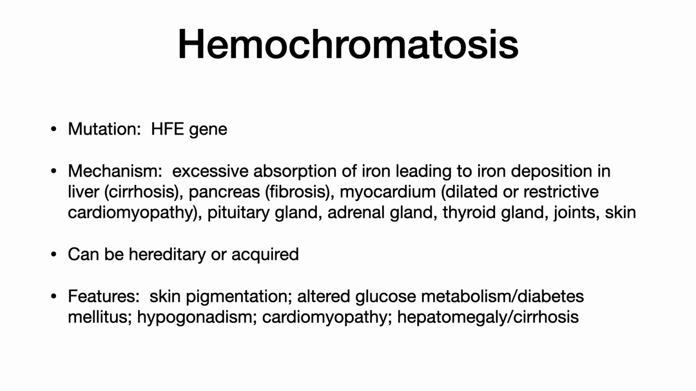And so it can deposit in the liver, causing cirrhosis, in the pancreas, leading to fibrosis and potential diabetes, in the myocardium, causing either a dilated or restrictive cardiomyopathy. And it can deposit in a variety of glands, the skin as well, so the bronze diabetes. It can be hereditary or acquired. The HFE gene would be associated with the hereditary form, but acquired, you can get a secondary hemochromatosis, in people who are receiving a lot of blood products and everything like that.